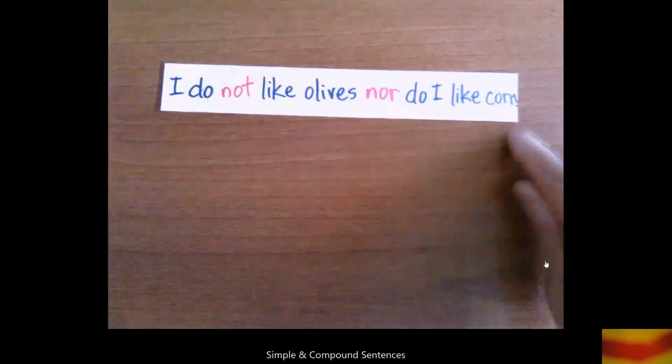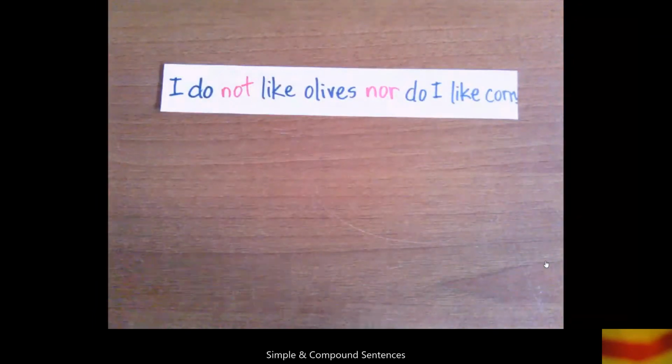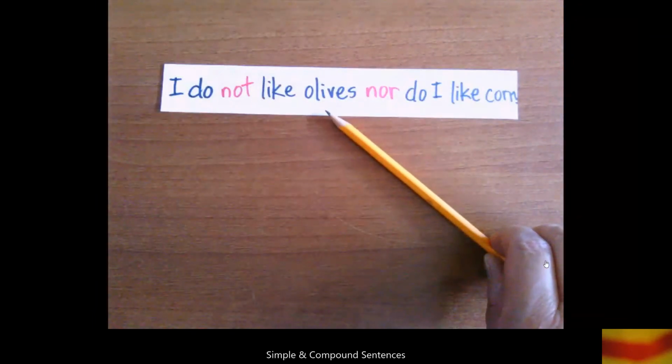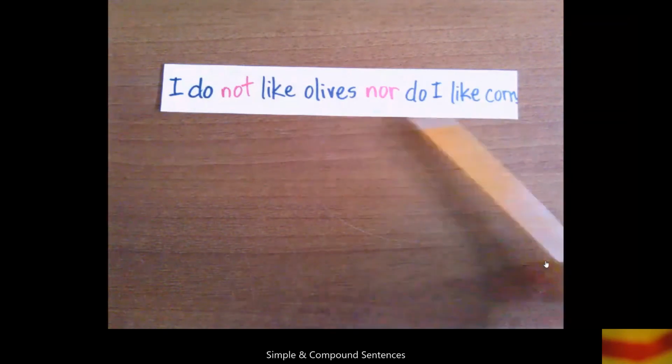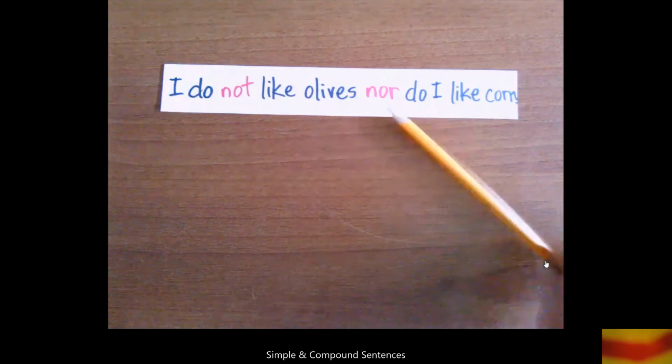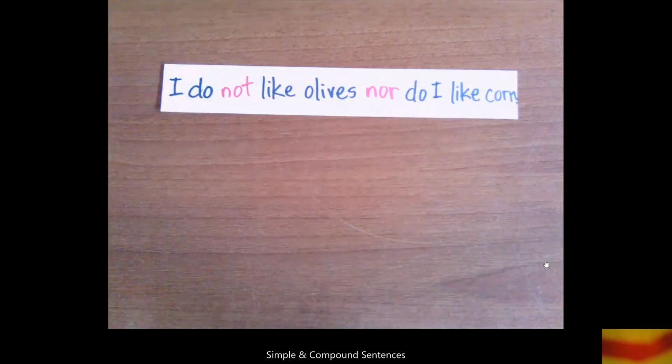I do not like olives. That is a negative sentence. Nor do I like corn. That would be also negative because of nor. So nor is negative, negative.